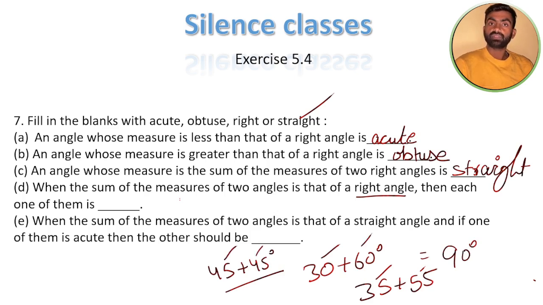Means each one of them is less than 90 degrees, so we can say both the angles, each one of them, is an acute angle. Acute angle, because we already know that an acute angle is less than 90 degrees.